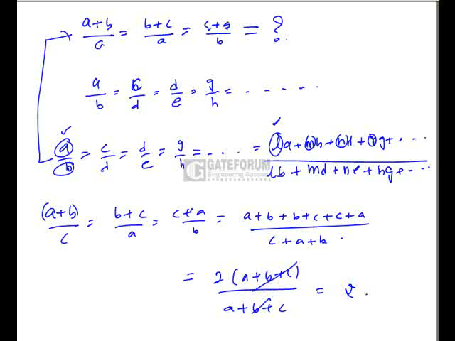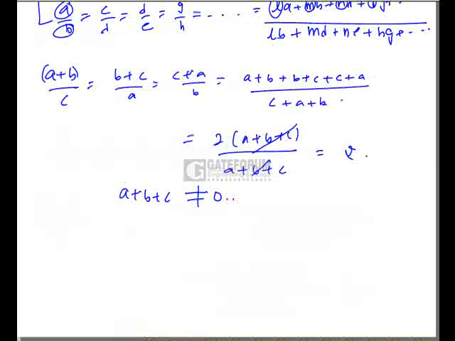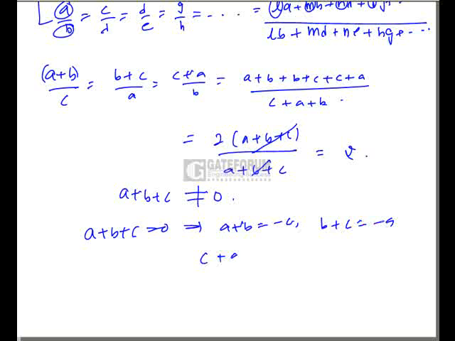But this value will be 2 only if A plus B plus C is not equal to 0. Now sometimes A plus B plus C may be 0. We don't know the values of A, B and C, so A plus B plus C may be 0. In that case, if A plus B plus C is 0, then A plus B is nothing but minus C, B plus C will be minus A, and C plus A will be minus B.